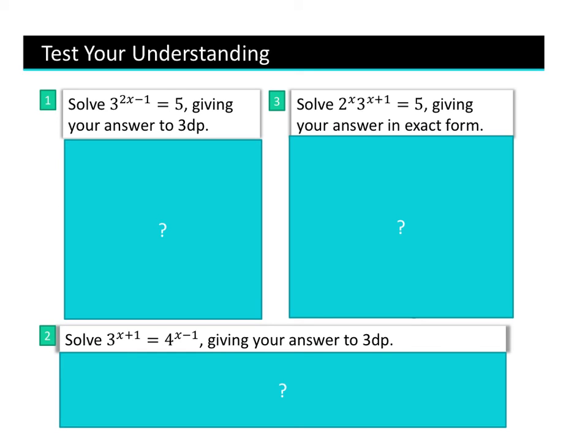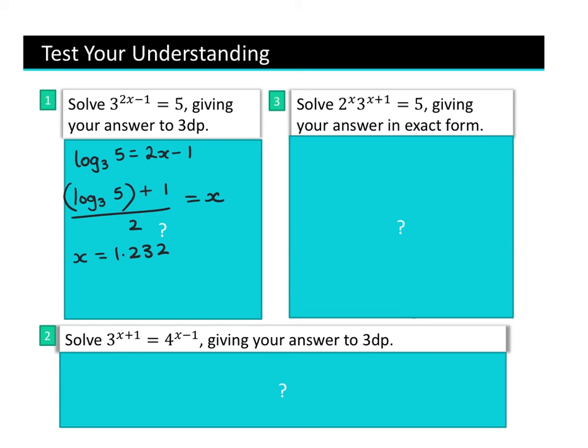Okay, so for question 1, nice and easy, we're just going to take a log. So we're going to have log to the base 3 of 5 equals 2x minus 1. Log to the base 3 of 5 plus 1, divided by 2, is going to give me x. And again, that's just simple algebraic manipulation. When I put this into my calculator, to 3 decimal places, I'm going to get 1.232.